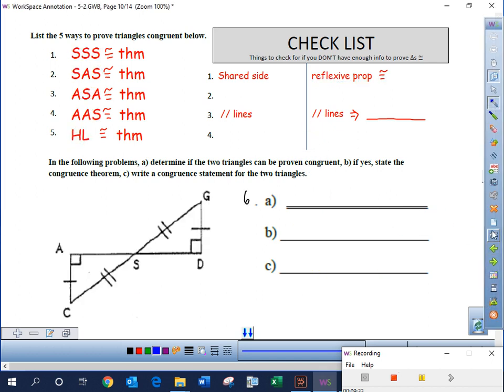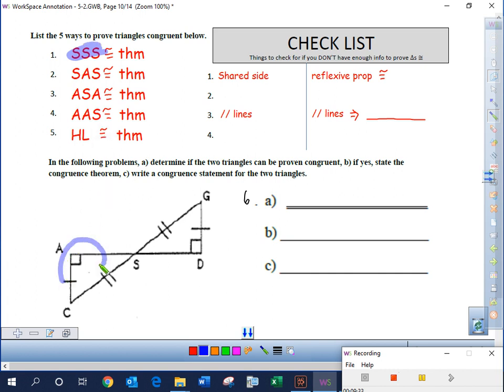So let's try again. First, let's see if we have enough info to prove these two triangles congruent. All of these involve sides and angles, right? Except for this one, this is only sides. I definitely don't have side, side, side. But is this side, angle, side? Nope. Side, angle, skip, skip, side. So that doesn't work. Angle, side, angle? That's got to have two angles with it. I don't have that.